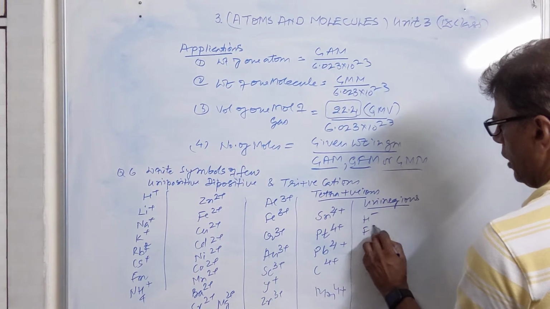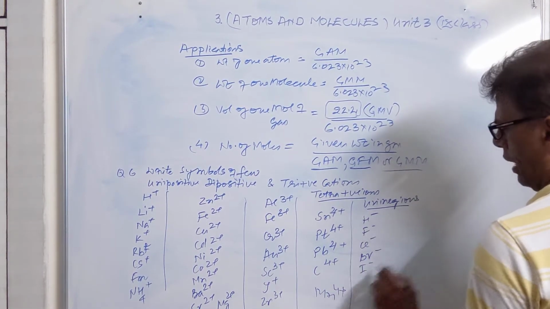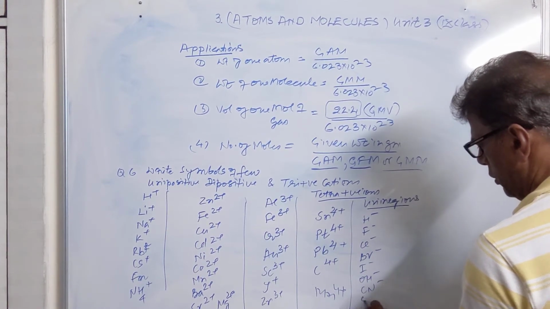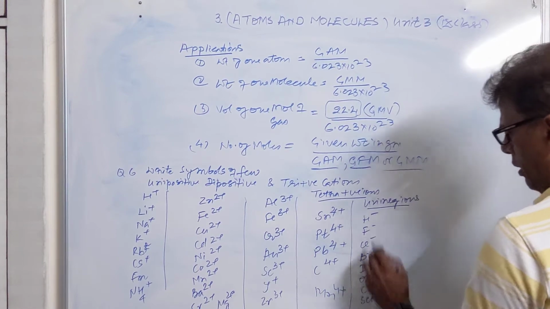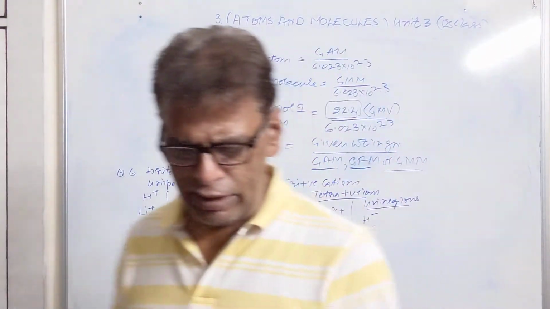Hydride, fluoride, remember. There are 4 halogens in this. Hydroxide ion, cyanide ion, sulfocyanide ion, these are all negatively charged ions. They have the single negative charge.